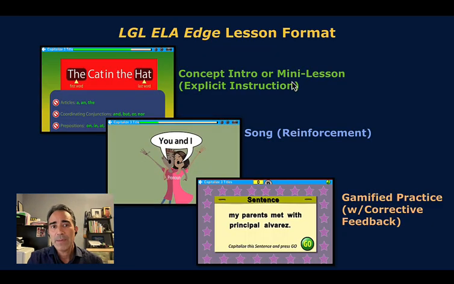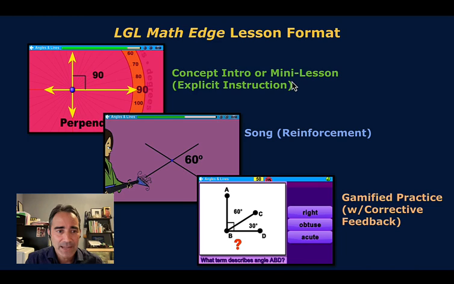Now, real quickly, just to go back, if we look at ELA Edge, first of all, they get explicit instruction. They get a song to reinforce it, and then finally they have game practice with corrective feedback. So if they get something wrong, they could go ahead and try to get their scores up and keep their accuracy up. Math is the same format. You get a visual math lesson. It talks about it, with intonation. Then you have music that reinforces it, and then they have the game where they try to get their points. Okay, so all lessons have these three formats.